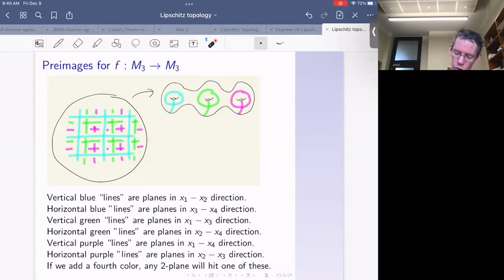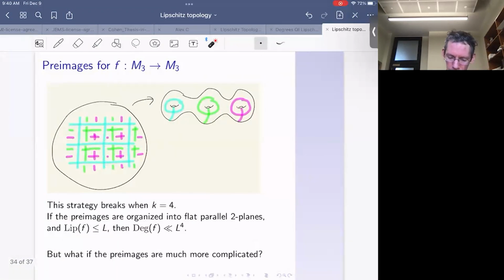Okay, so that's a hint of what goes wrong when k is 4, but of course it's not a proof. Basically what I said is that this one strategy for making maps breaks down when k is 4. If the preimages are organized into flat two planes that are parallel to each other, then it wouldn't work anymore when k is 4. The degree would be a lot smaller. But of course, you might worry the preimages might not be organized into flat two planes and parallel two planes, and it could be something more complicated. So how do we rule out such a thing?